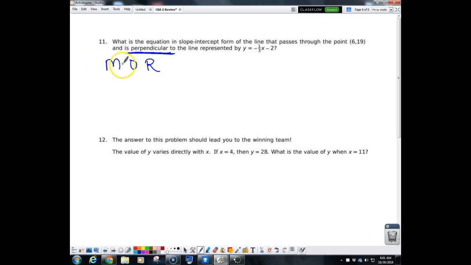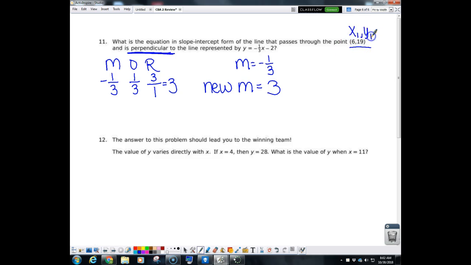M is the slope that they give you. O is the opposite of this slope. And then R is the reciprocal of the opposite. So the slope of this line is what? Negative 1/3. Right? So my slope is negative 1/3. The opposite of negative 1/3 is positive 1/3. Right? And then the reciprocal of 1/3 is 3/1, which is just 3. So that means my new slope is 3. And then they give me a point x1, y1, right?